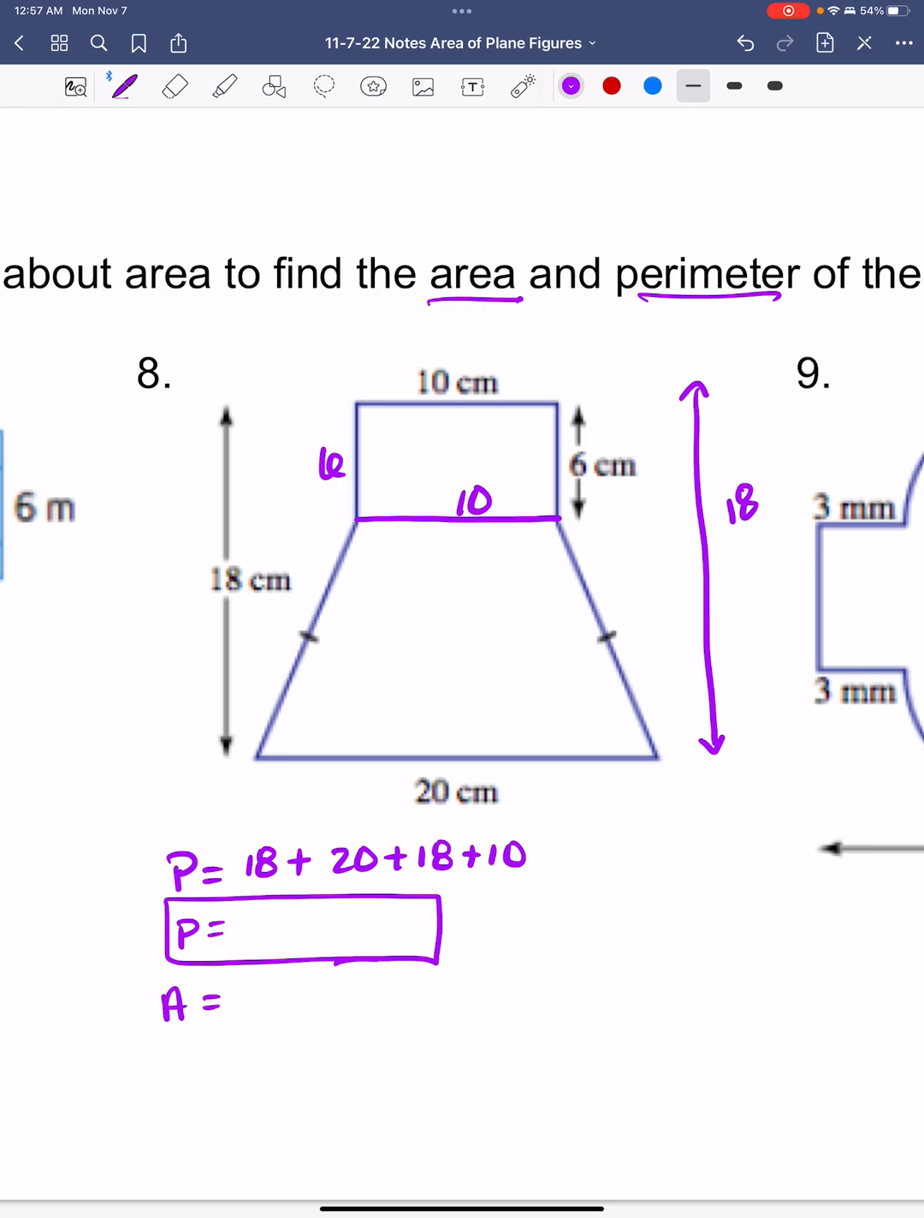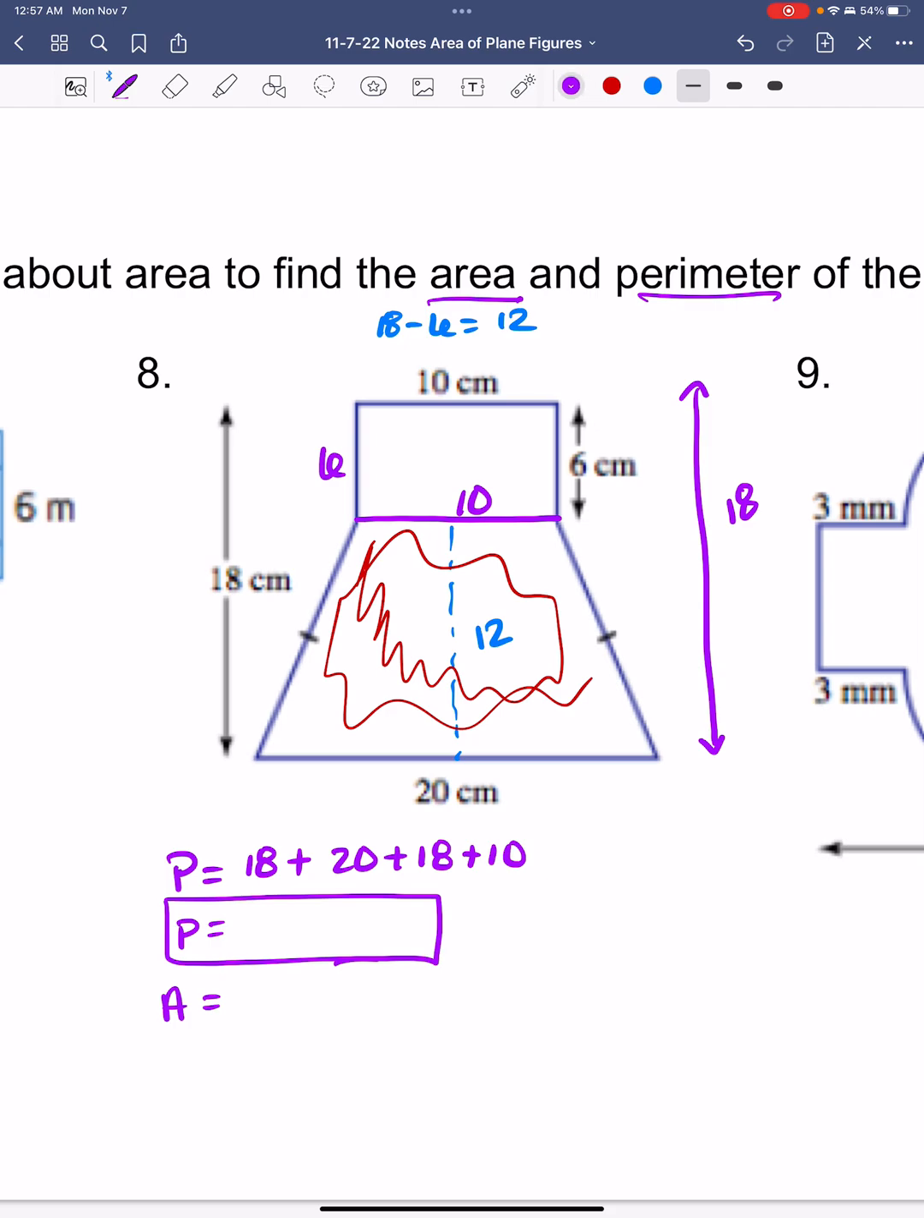Okay, that's going to help us find our height. So 18 is the total height of this figure. I only need the height for this part of the figure. So that's where I'm going to take 18 minus 6, and that is going to give me 12, and that's going to be this height. Guys, this is a trapezoid. All this figure right here is going to be a trapezoid.